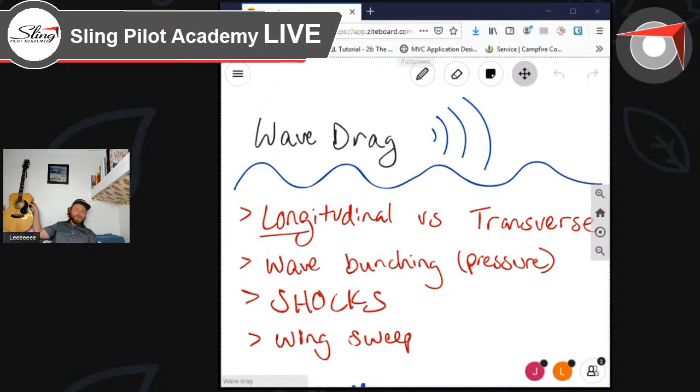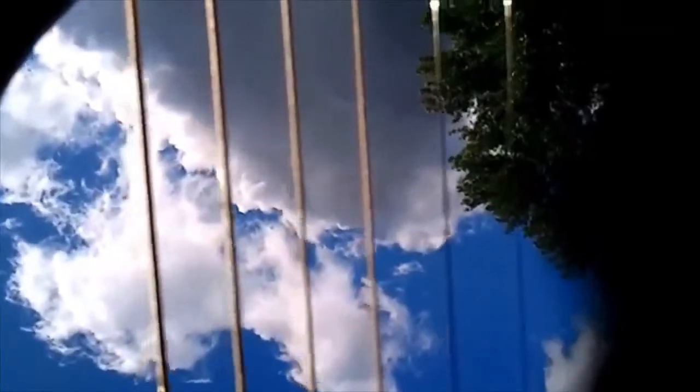Okay, so to understand wave drag, we have to understand kind of how sound works. So I pulled down my guitar here, and we're going to talk a little bit about how sound works. One of the easiest ways to see sound waves is to look at what happens when I pluck different guitar strings. Of course I can pluck a bunch of strings and play terribly because I'm not very good at guitar, but it's easier to see if we zoom in. So let's check this out real quick.